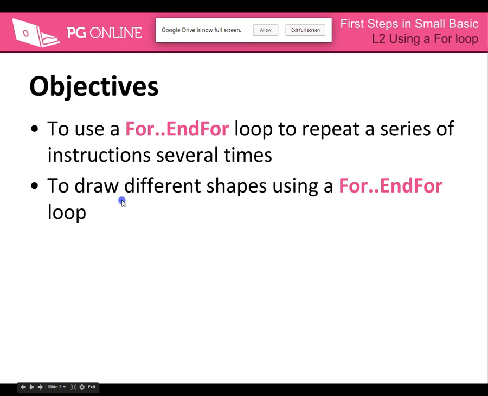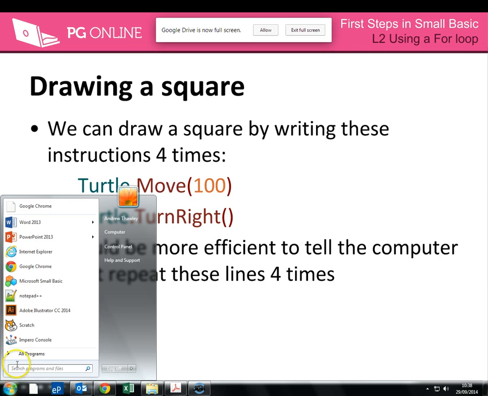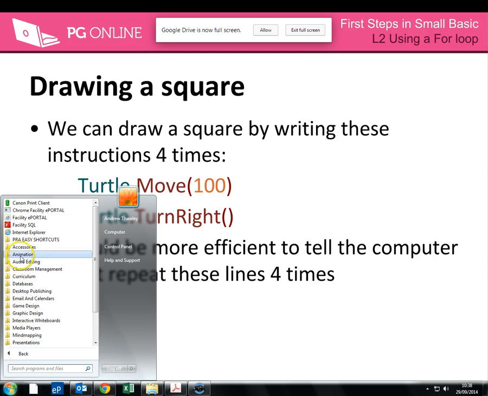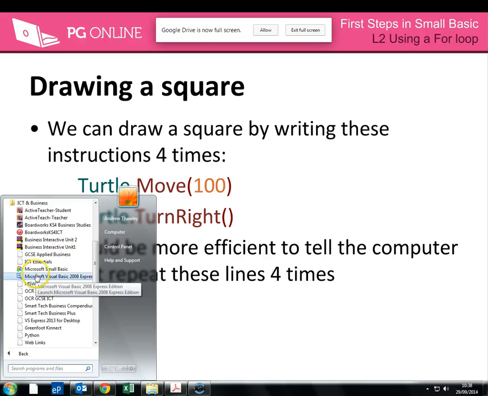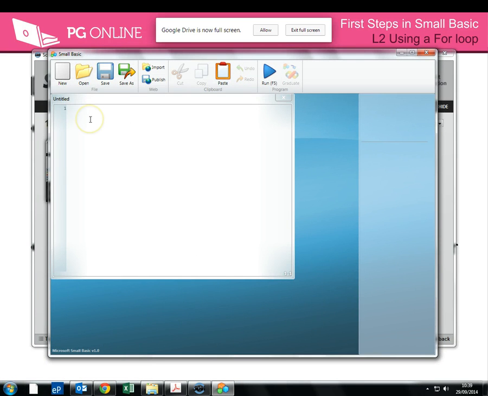So what we need to do is basically get Small Basic up. As we know, we can draw a square by using these instructions: Turtle.Move 100, Turtle.TurnRight. And if you repeat that 4 times, we can draw a square. So if we get Small Basic open, Start, All Programs, Curriculum, ICT and Business, Microsoft Small Basic, and once it's open, remember the first thing we need to do is save the program.